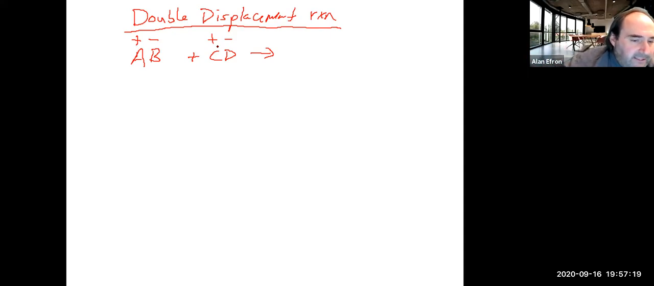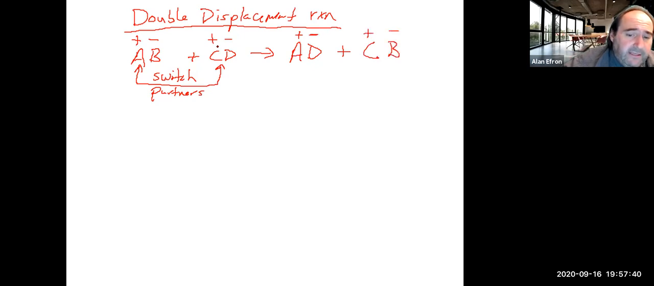And what happens in this case is the 2 positive guys, they basically switch partners. That is basically what will happen in this reaction. So A that is positive will hook up with D that's negative and make a new ionic compound. And C that's positive will hook up with B that's negative and make another ionic compound.